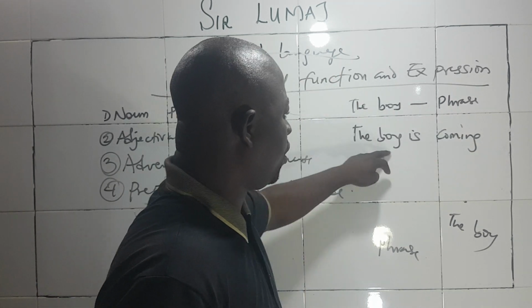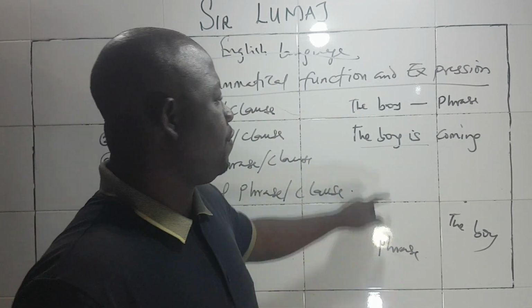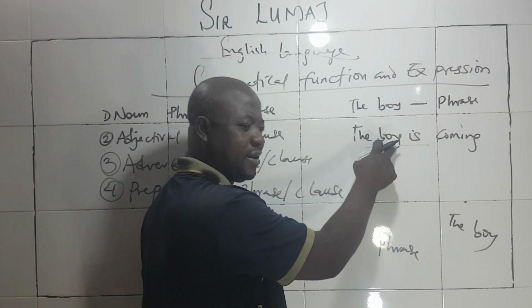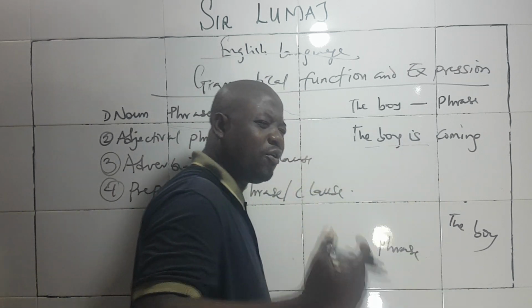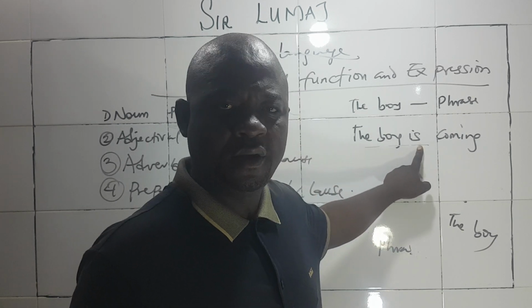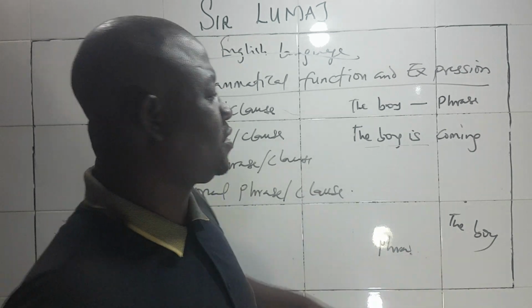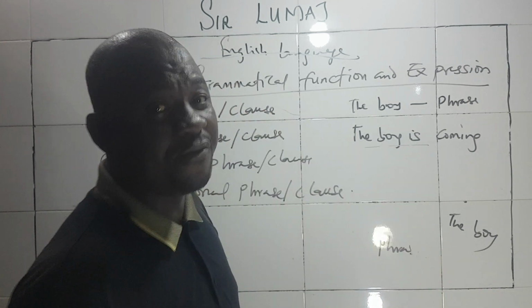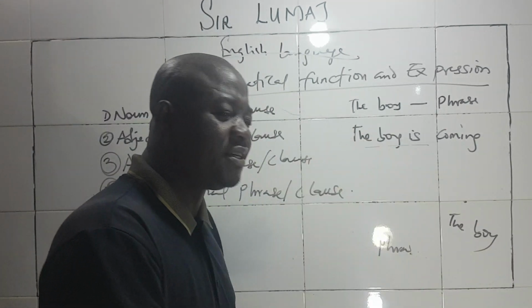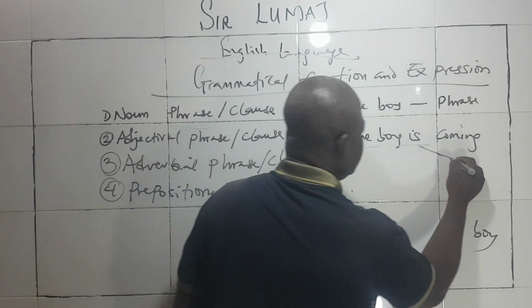Now look at it. If I say the boy is coming, maybe I now underline the boy is. The boy, the is an article. Boy is what? A noun. Is an auxiliary verb. Coming is what? A lexical verb. We have two verbs here. So even if it's an auxiliary verb that we have in those considered words, just note it to be a clause. So this is now what? A clause.